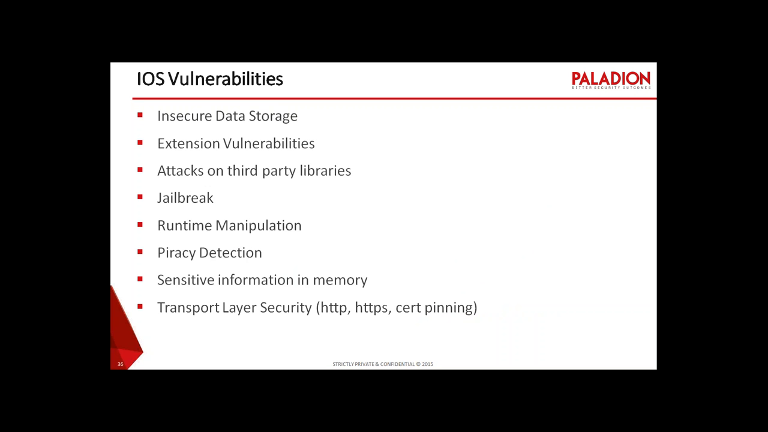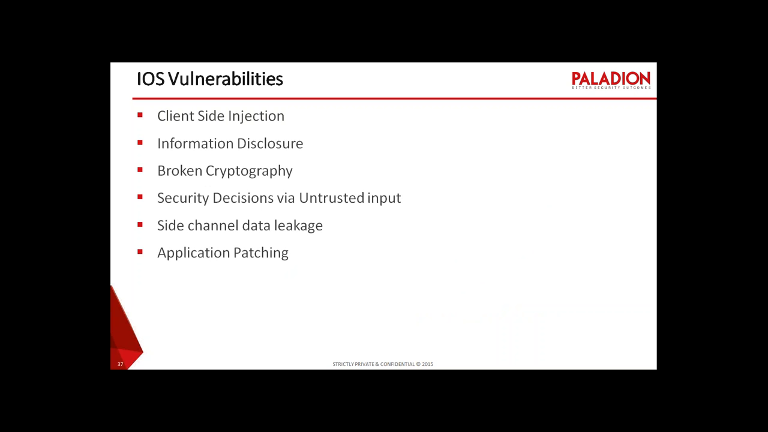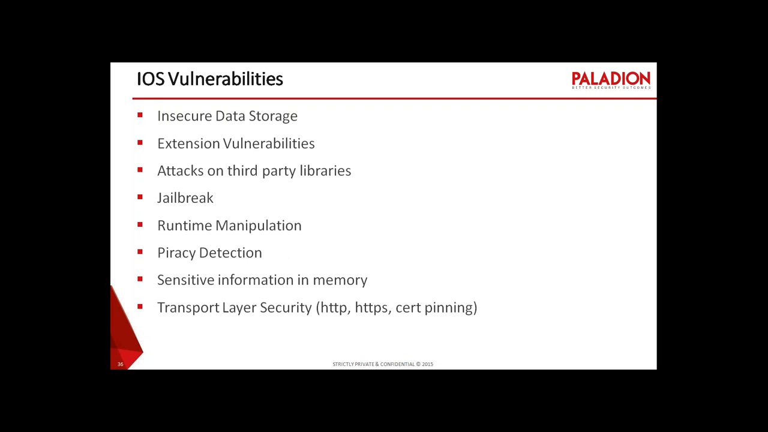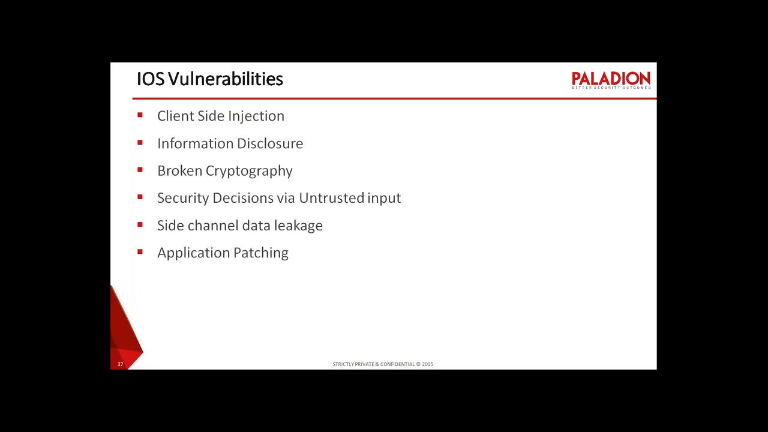So iOS vulnerabilities: insecure data storage, extension vulnerabilities, attacks on third-party libraries, jailbreak, runtime manipulation, piracy detection, sensitive information in memory, transport layer security, client-side injection, information disclosure, broken cryptography, security decisions via untrusted input, side channel data leakage, application patching. So insecure data storage, again, just like we have discussed in Android, nothing critical should be stored on your device. Extension-based vulnerabilities, like third-party libraries which are vulnerable. Jailbreak: if your device is jailbroken, it has full-fledged access, so that is again another vulnerability. Runtime manipulation: iOS applications can be monitored and changed, and the data can be changed during runtime using runtime manipulation attacks. Piracy detection, sensitive information in memory, which again leads to insecure data storage, transport layer security. Client-side injections, information disclosure, broken cryptography.